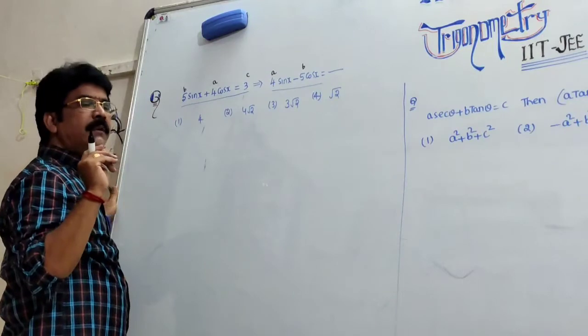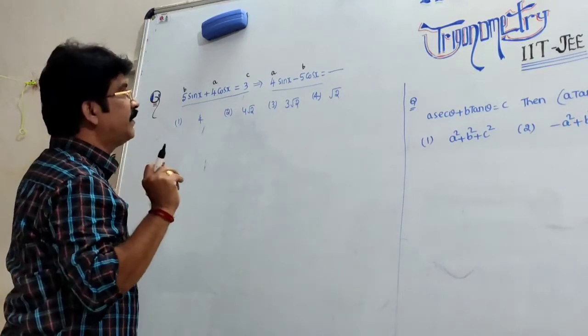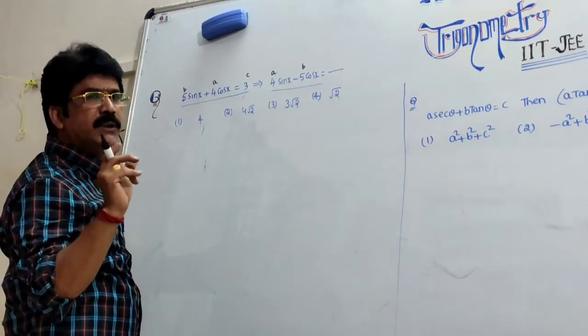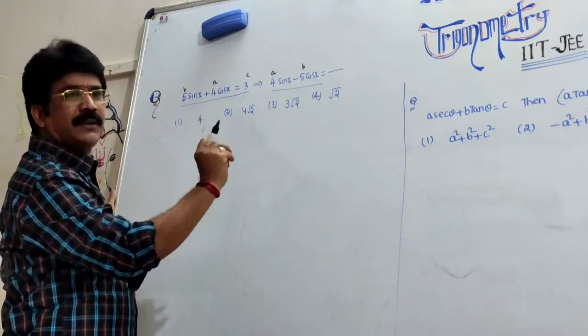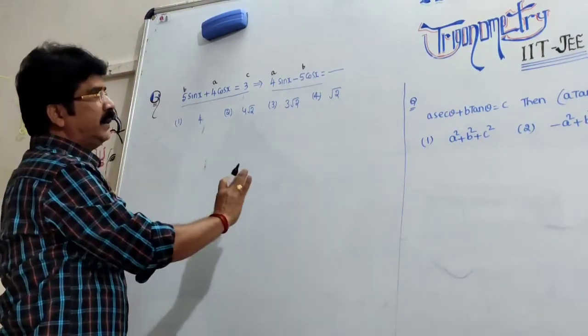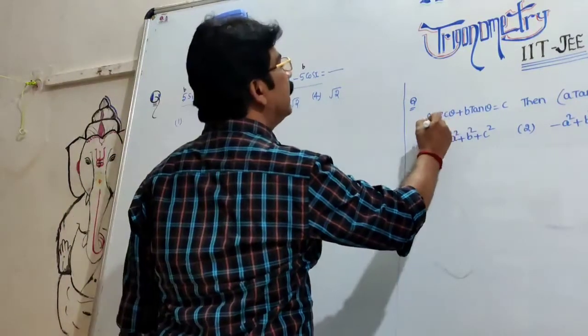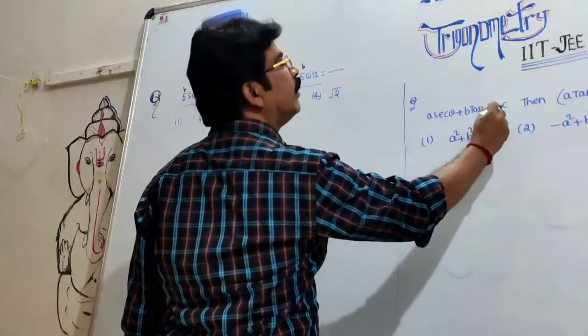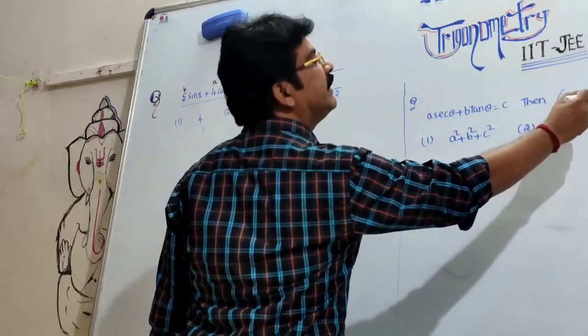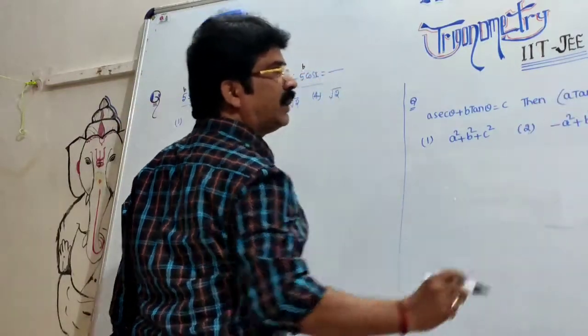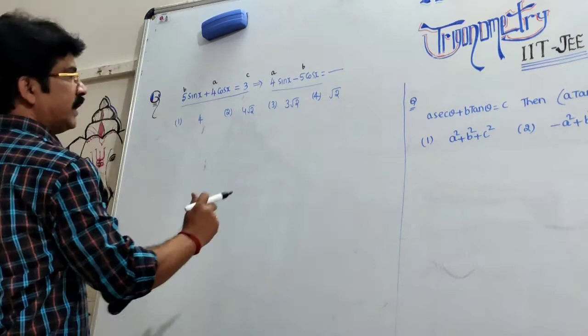First, we will take the proof of this statement. Later, according to that, we will write the answer directly. Okay, this is one type of question. Next, similarly, it has the same model. If a secant theta plus b tan theta equal to c, then a tan theta plus b secant theta whole square is what? Understand? So almost all same model.